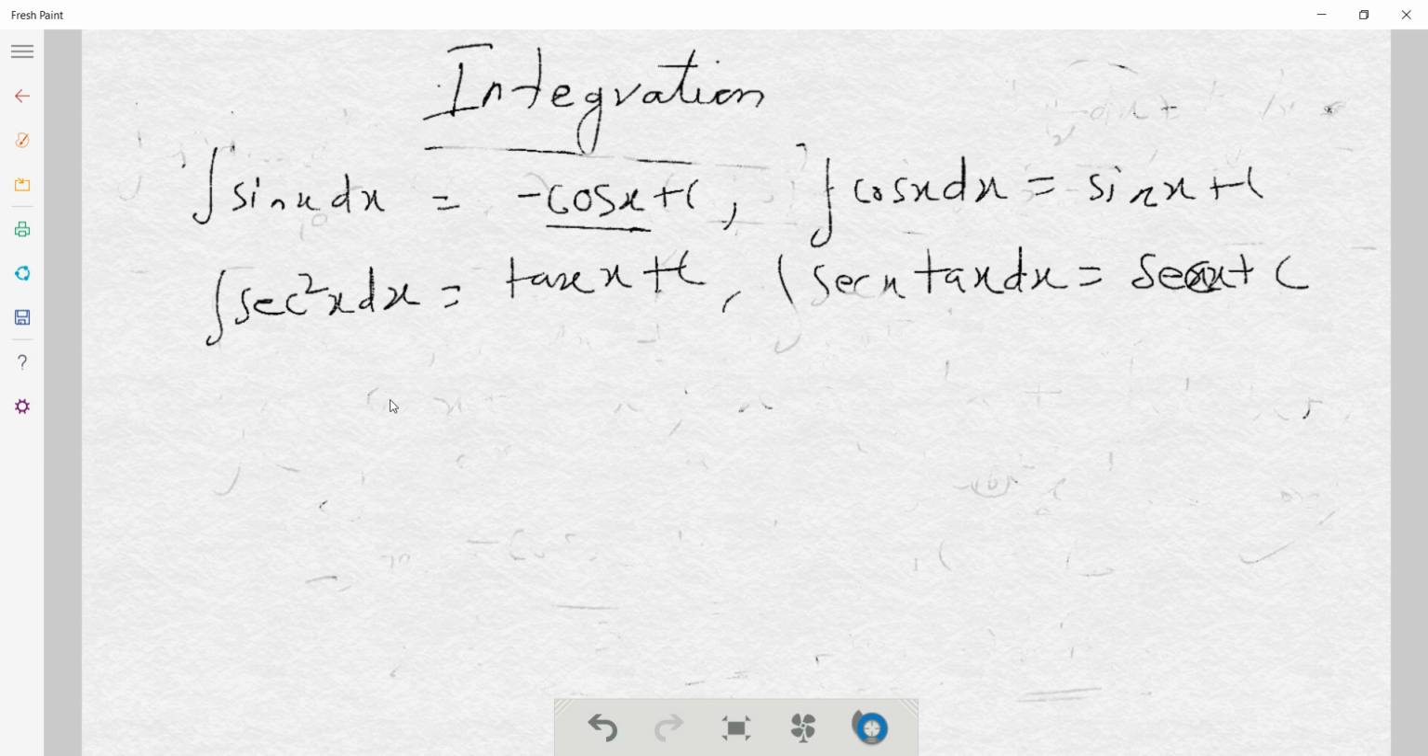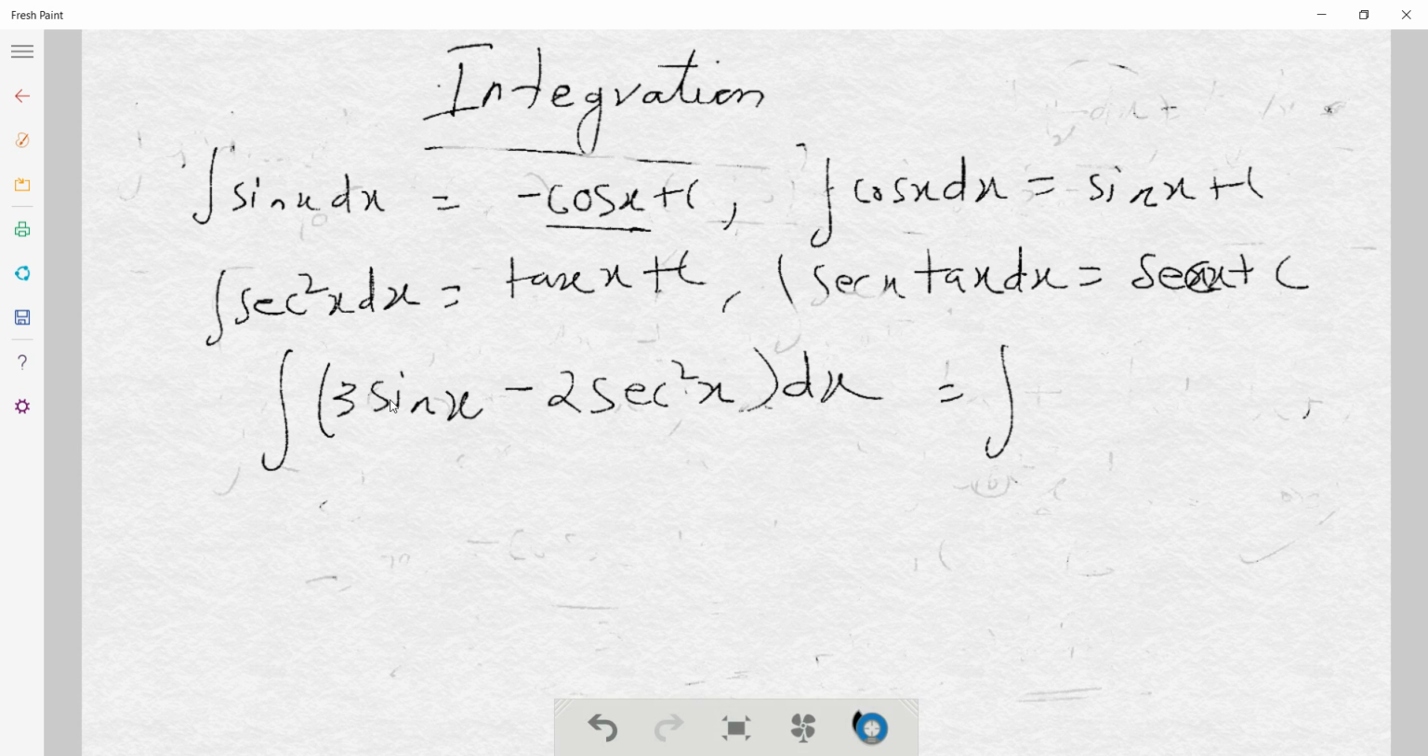All right. So let's take one more equation. The integration of 3 sine of x minus 2. Now, how do you solve this one? It's pretty straightforward. Let's split it into 2 parts: 3 sine x, and minus 2.